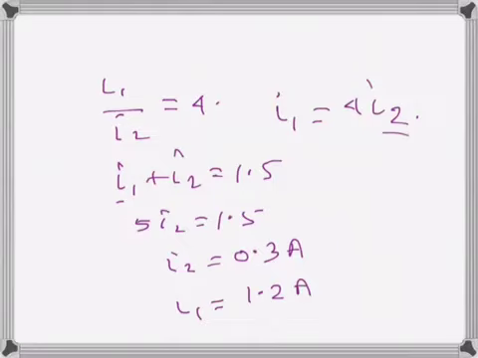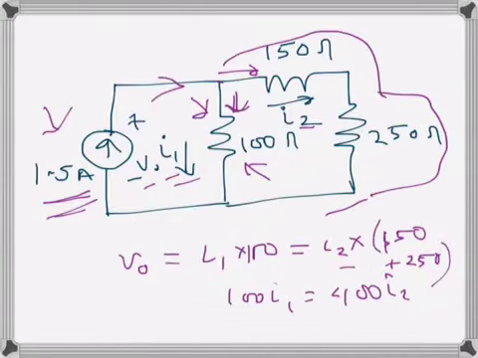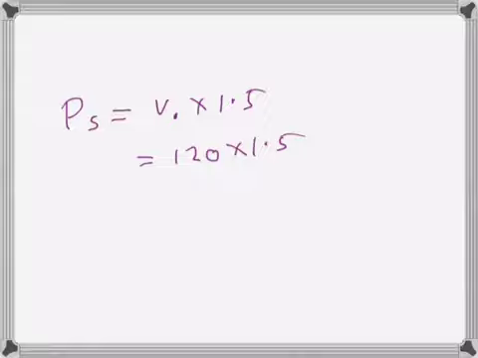So this we know now. Since we know this, we can write V0 as well. V0 is 100 times I1, that is easier. So 100 times 1.2 is 120 volts. First, let us calculate the power supplied by the source, which is this one. The power supplied will be this current times the voltage, which is V0. So power supplied, if I say PS, will be V0 times 1.5. It is 120 times 1.5, which is 180 watts. So that is the power supplied.